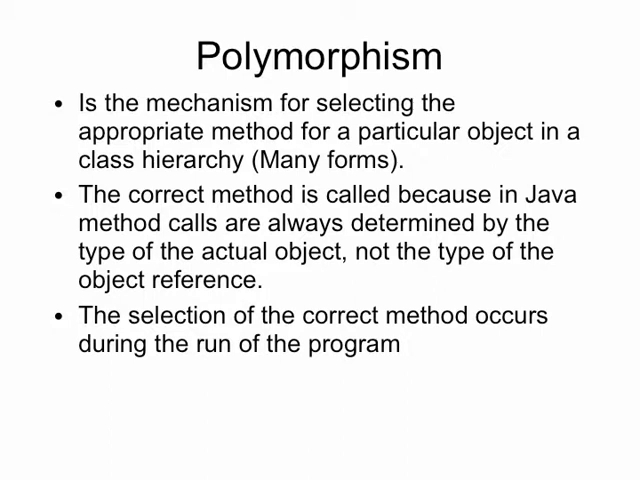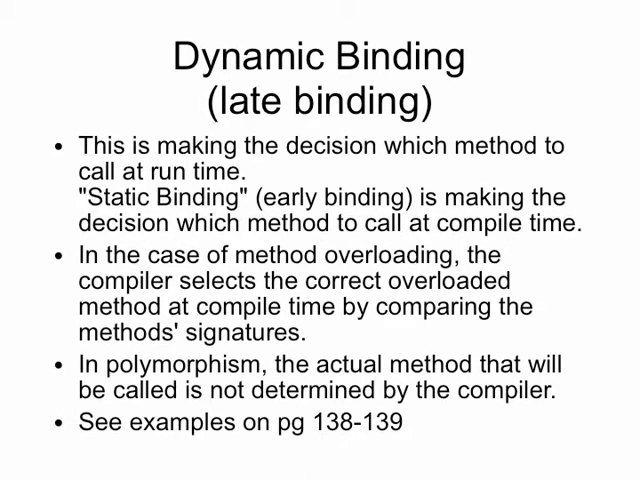So polymorphism is a mechanism for selecting the appropriate method for a particular object in a class hierarchy. Polymorphism technically means many forms, and I like to think of it as a chameleon: when you put your chameleon on a green leaf, your chameleon turns green. When you put it on the desert sand, it turns desert sand colored. Your superclass references can change based on what type of object they are referring to. The correct method is called because it's always the object type that determines what's being called and not the object reference. So when your program is running, the correct method selection will occur.